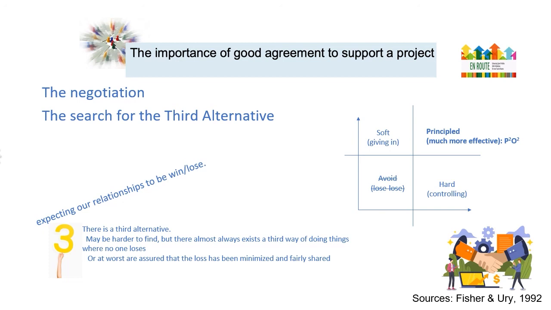Options for negotiation style. Hard, controlling. Hard bargaining is adversarial. You assume that your opponent is your enemy and the only way you can win is if he or she loses. So you bargain in a very aggressive, competitive way.